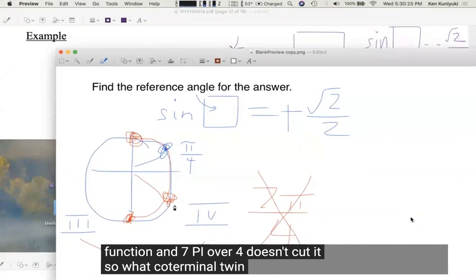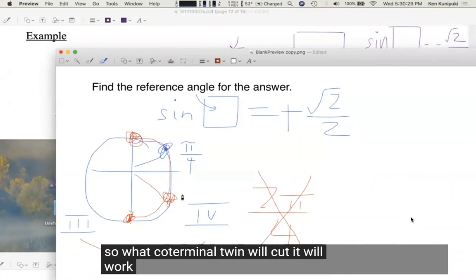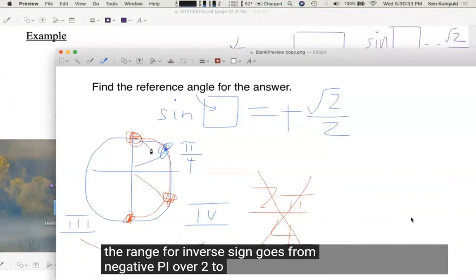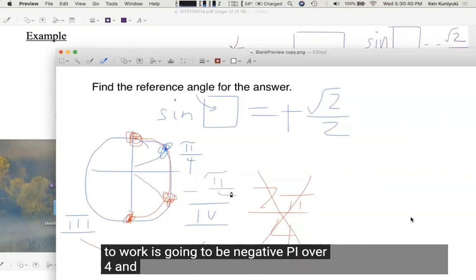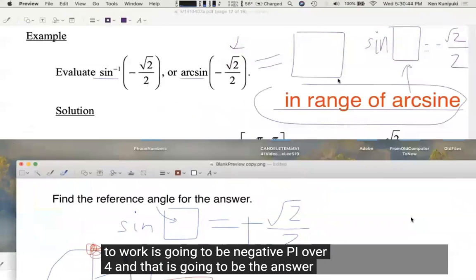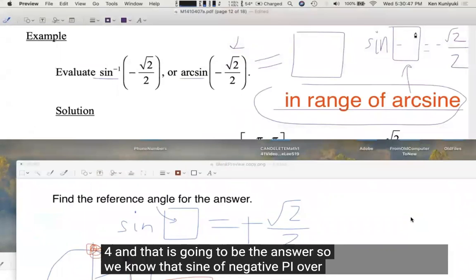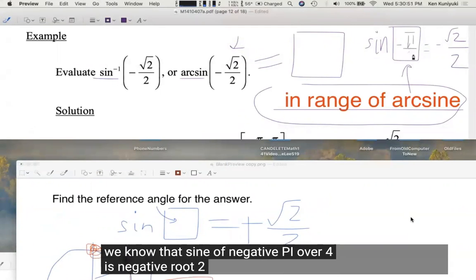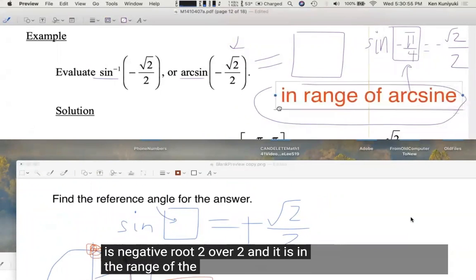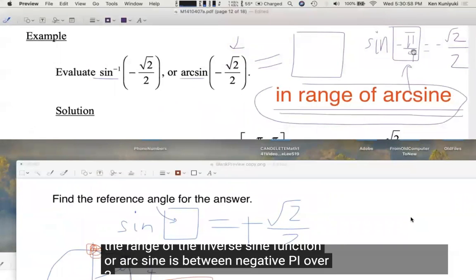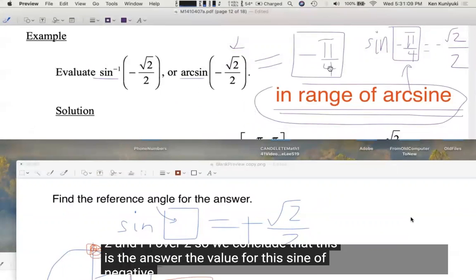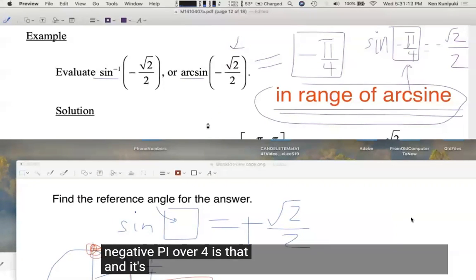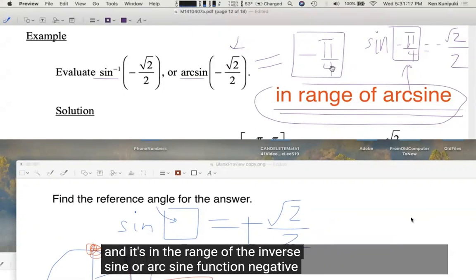So what coterminal twin will work? The range for inverse sine goes from negative pi over 2 to pi over 2. The only brother here in quadrant 4 that's going to work is negative pi over 4, and that is going to be the answer. We know that sine of negative pi over 4 is negative root 2 over 2, and it is in the range of the inverse sine function, or arcsine. It's between negative pi over 2 and pi over 2. So we conclude that negative pi over 4 is our answer.